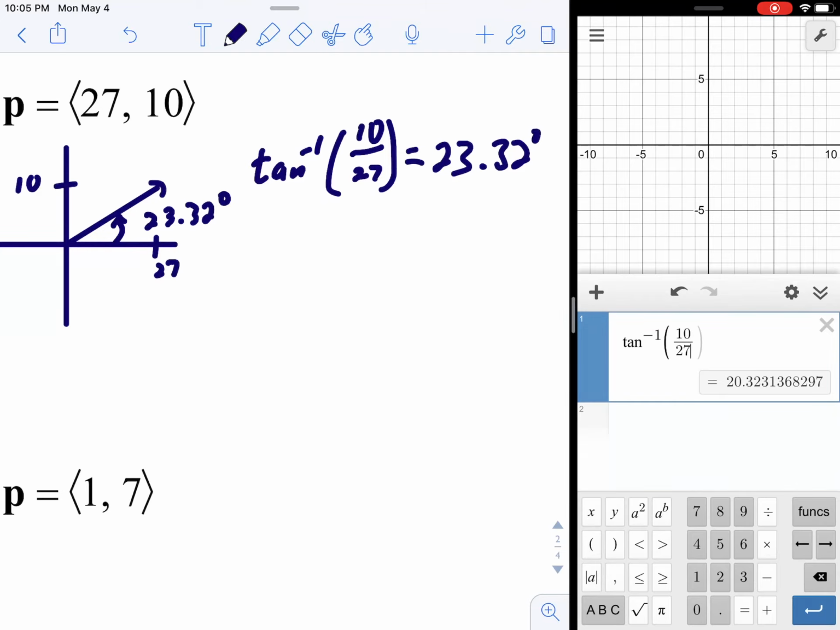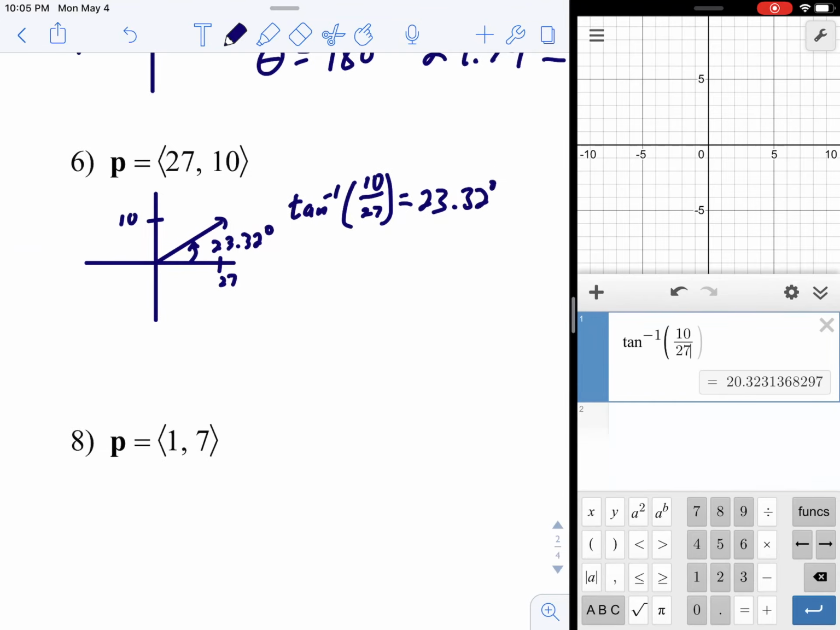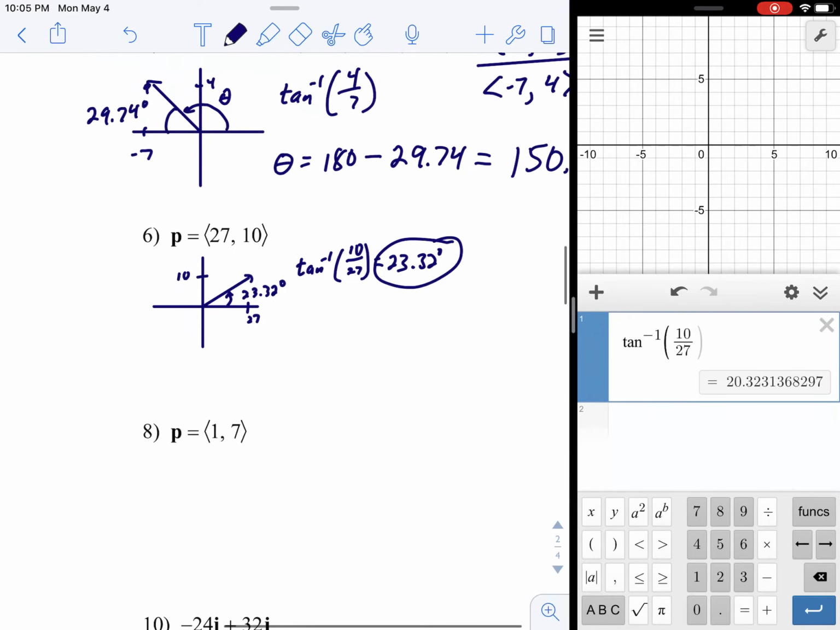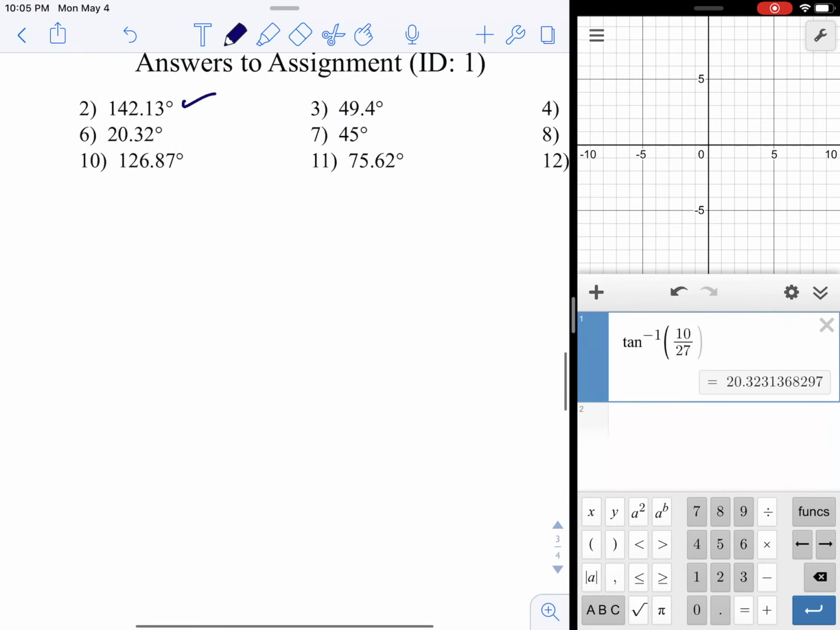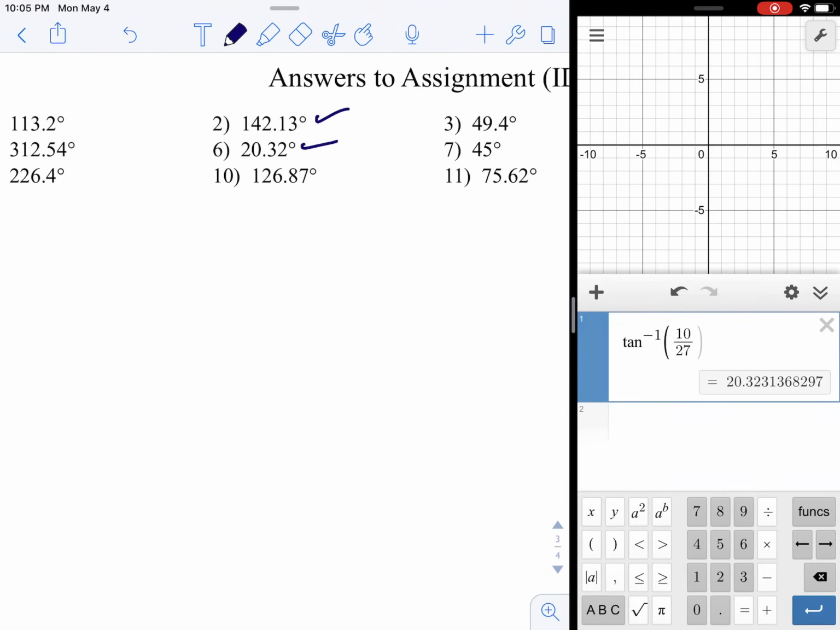In this case, we don't have to subtract from 180. We're in the first quadrant. The answer you get is the answer. So for number 6, that should just be it, and there it is right there.